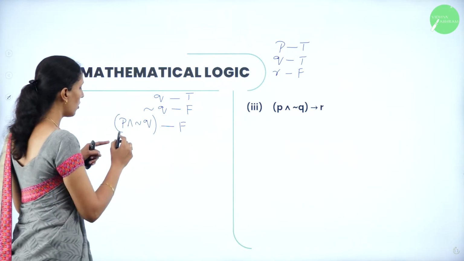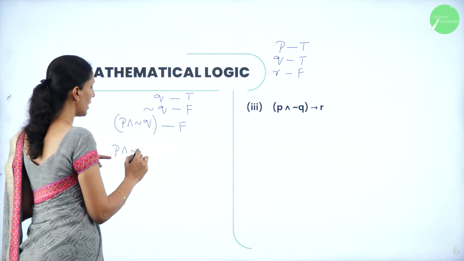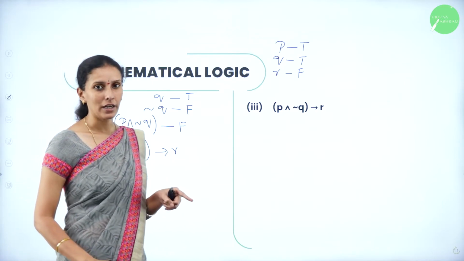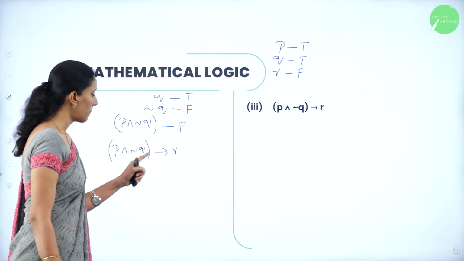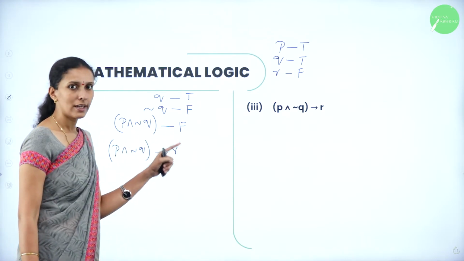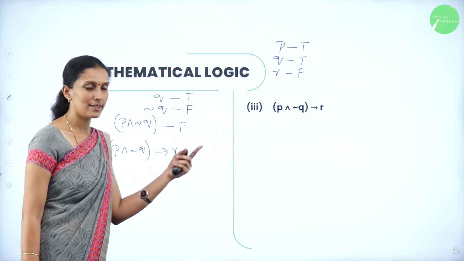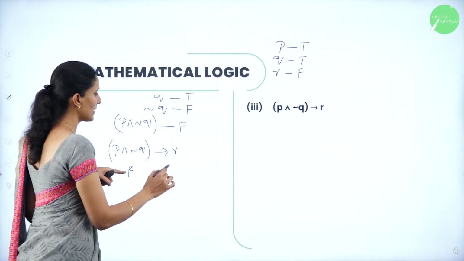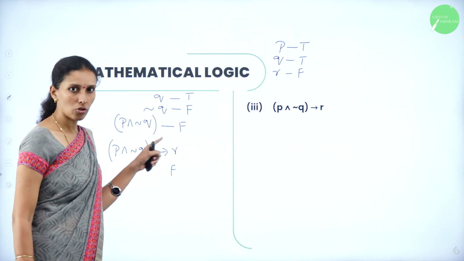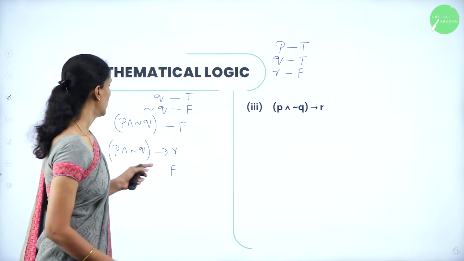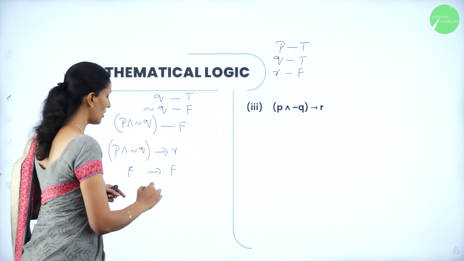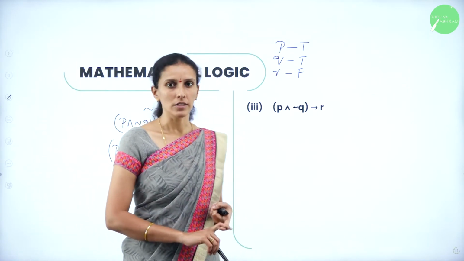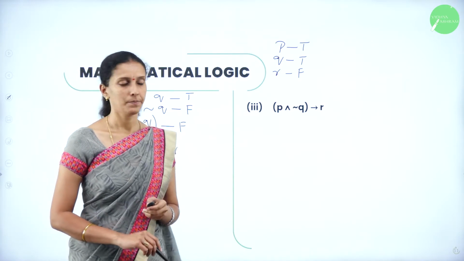Next, we come across P conjunction negation Q implies R. So it is an if-then condition. It says P must be true, Q must be false, then only it is false. In all other cases, it is true. So here P is false, this is false. So both are false. So therefore it must be true. So this is false implies false. So therefore it is true. So P is not true, Q is false. So therefore it must be a true statement.